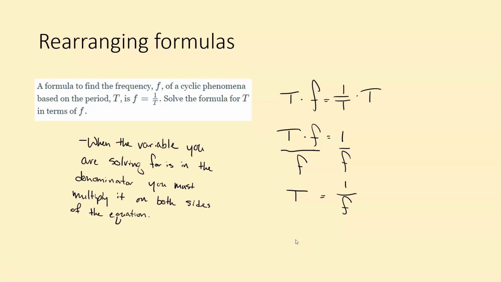So that's another thing you might want to write down. You should write down in your notes: when the variable you are solving for is in the denominator, you must multiply it on both sides of the equation. Like in this case, t was in the denominator. There's no way we could solve for t as is with it in the denominator. What we have to do is multiply t on both sides of the equation, get it out of the denominator so that we can solve for it.